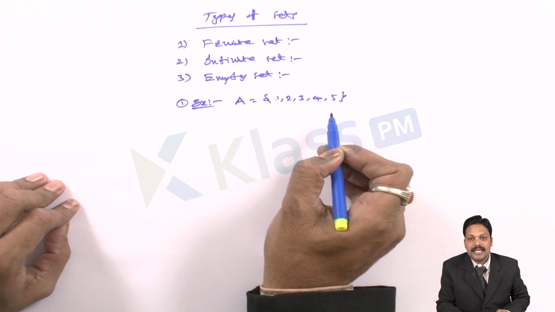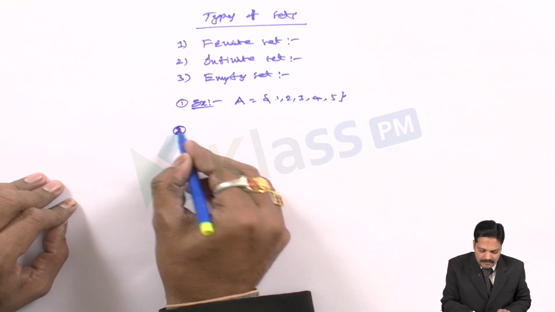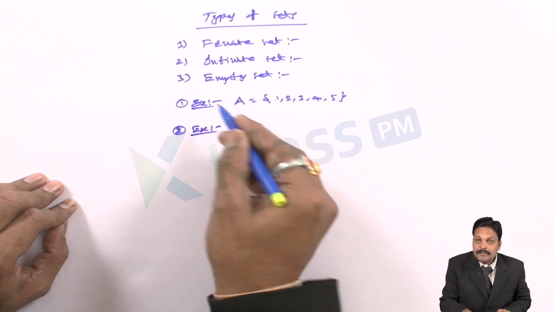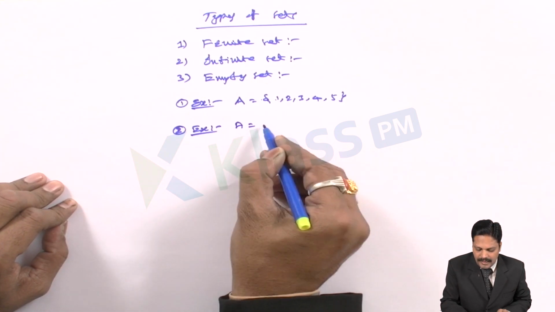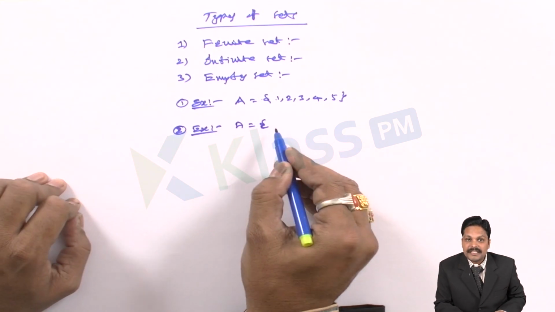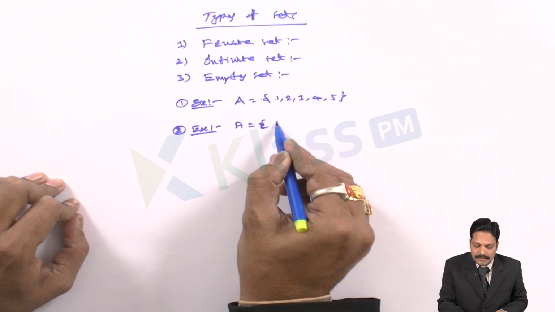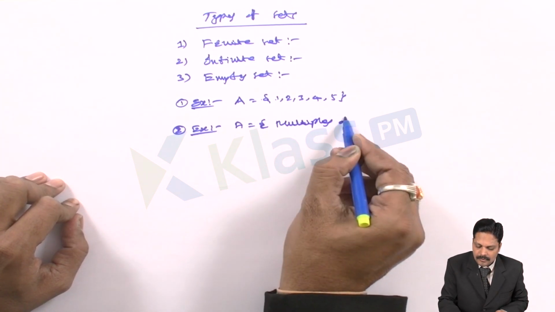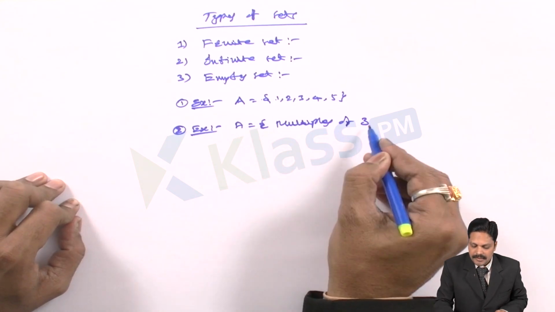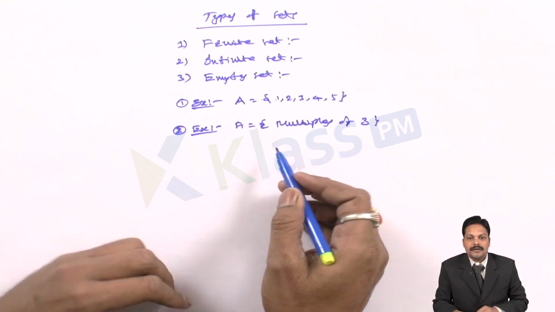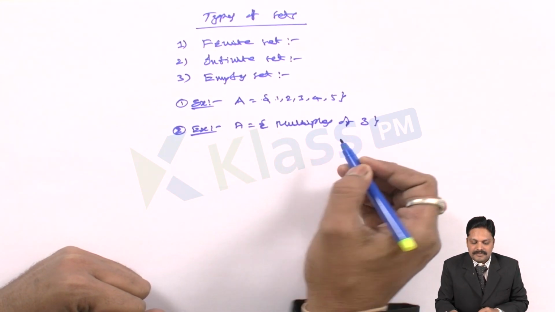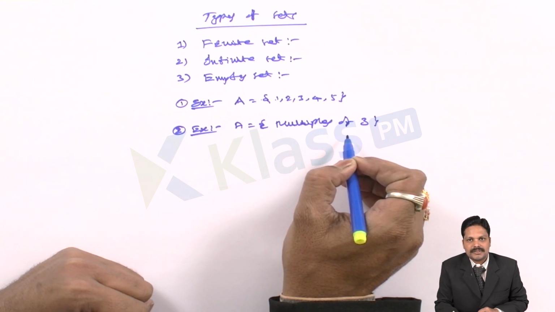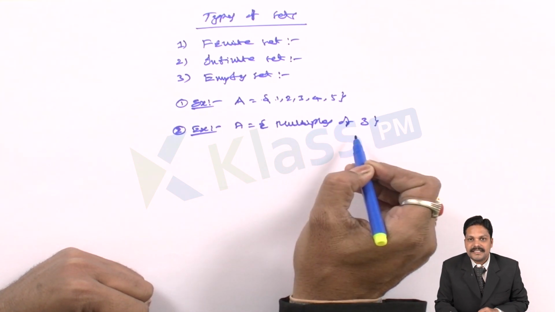We are having 5 elements. Here the second example we are taking is infinite. We are taking A as multiples of 3. How can we derive this one? Multiples of 3 is an infinite set. We can't stop somewhere, we are having infinite multiples. This is the infinite set.